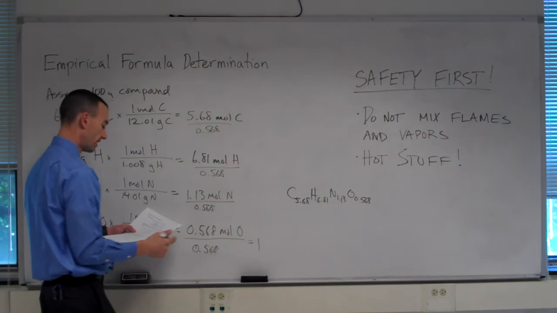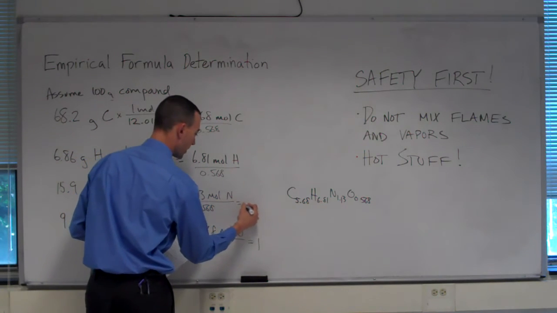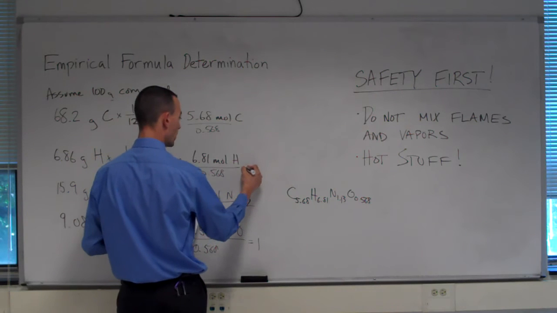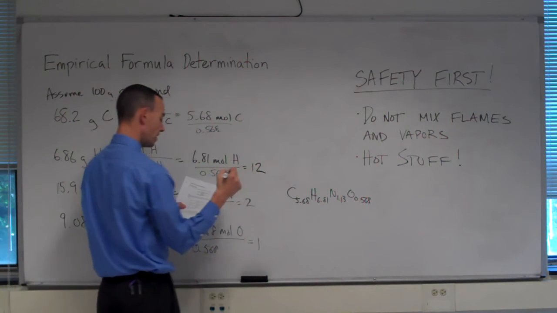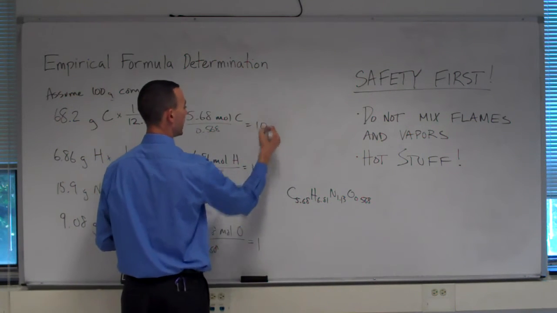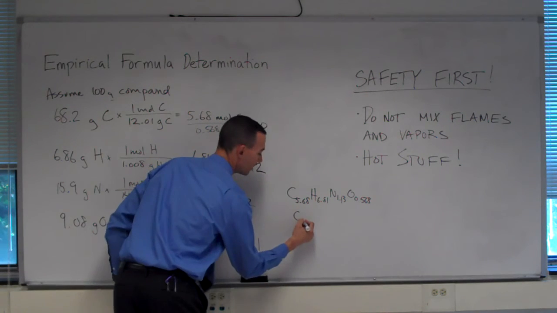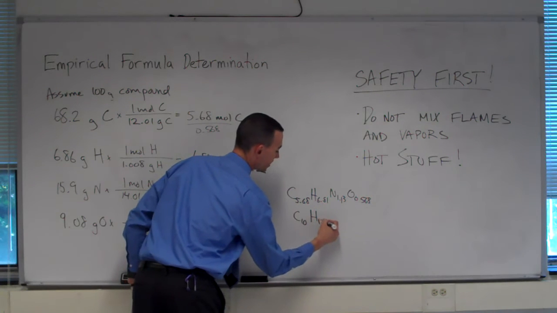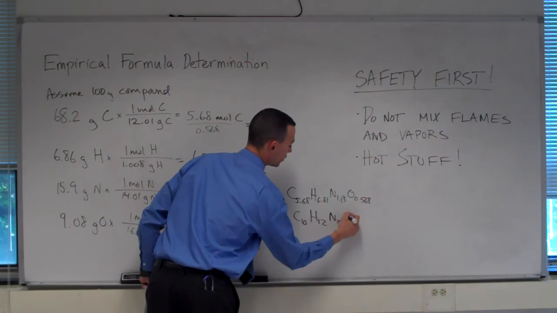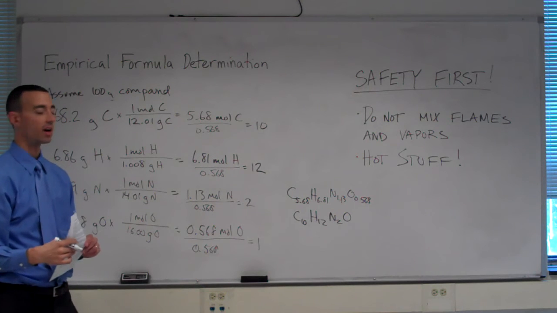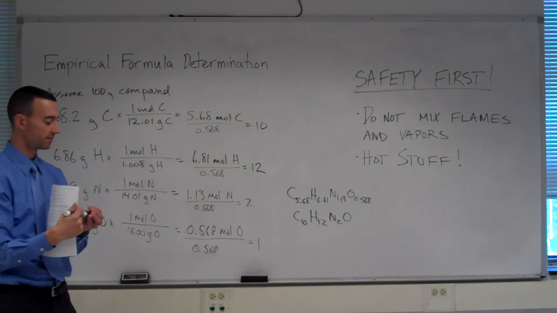In the case of nitrogen, we get pretty close to 2. In the case of hydrogen, we get pretty much 12, and we get right on 10 for carbon. So our decimals become C10, H12, N2, O. And now we have all whole numbers for our compound formula.